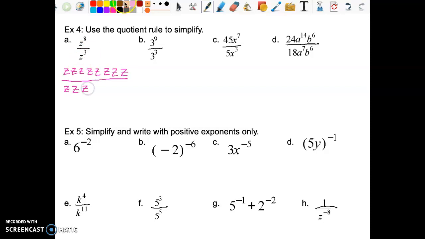And as you're looking at that, I think you can see if you have the same thing on top and bottom, they'll cancel each other out. Z divided by z is 1. Z divided by z is 1. Z divided by z is 1. So you're just left with 5 z's in the numerator. And you don't have to write over 1. There's no reason to do that.